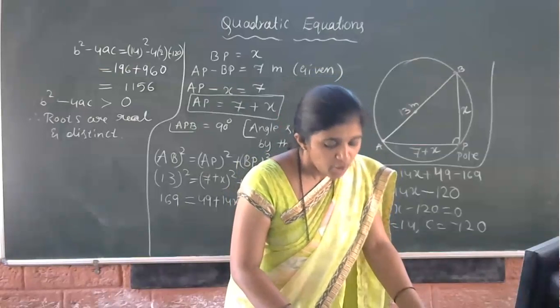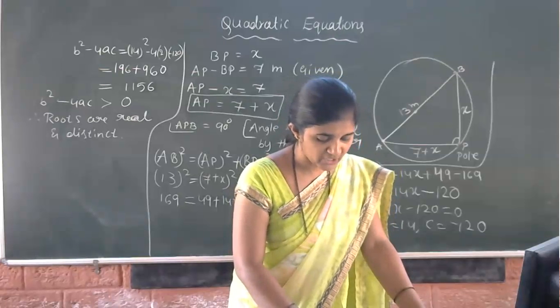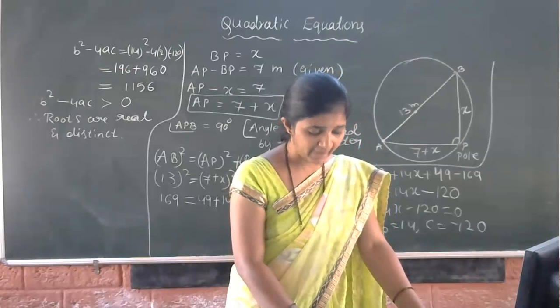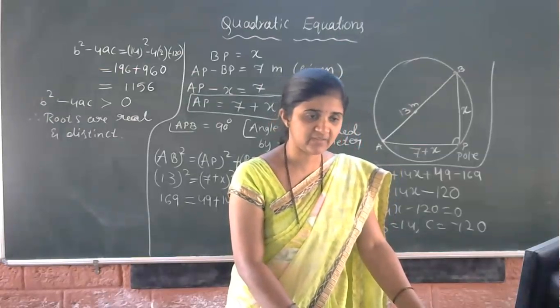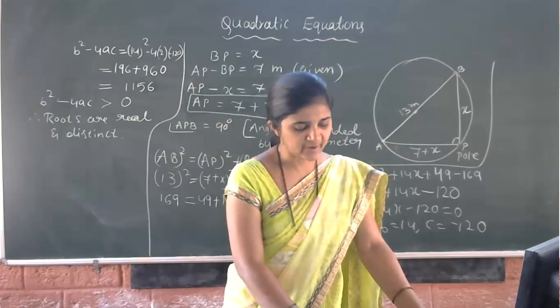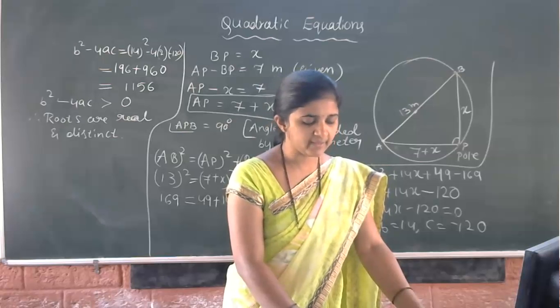Example 18. Find the discriminant of the equation 3x square minus 2x plus 1 by 3 is equal to 0, and hence find the nature of its roots. Find them if they are real.